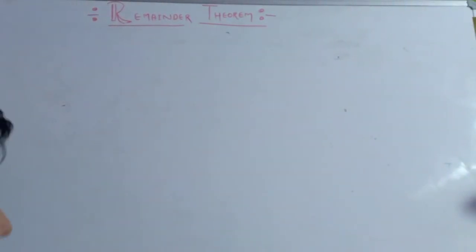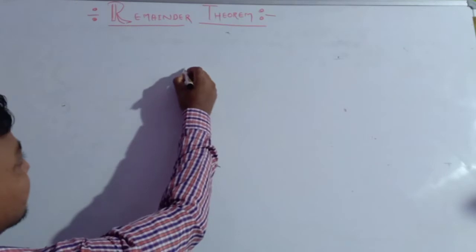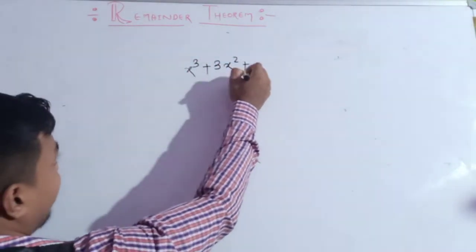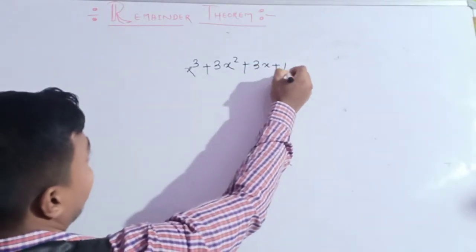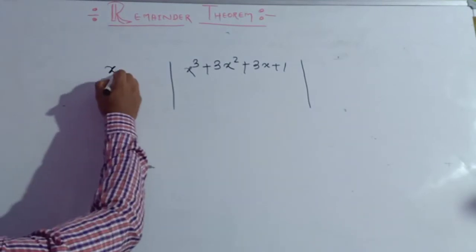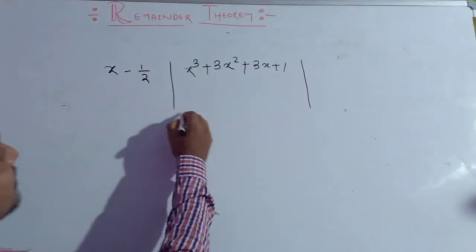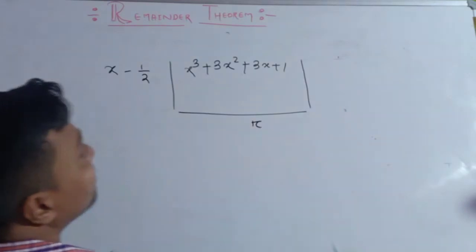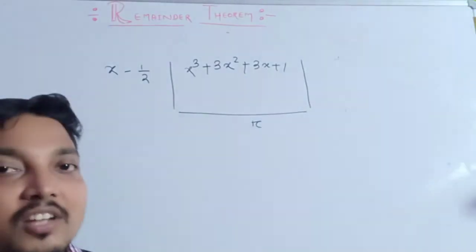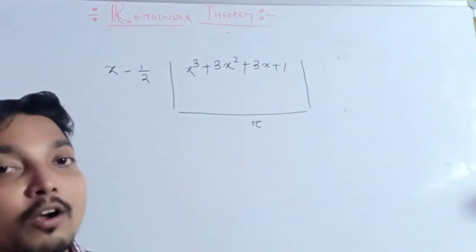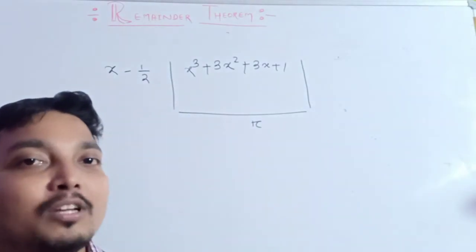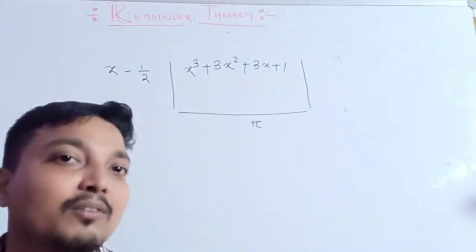Here it is. Next question: x cube plus 3x square plus 3x plus 1 is to be divided by x minus 1 by 2. How much remainder will you obtain? This question we just have to do by the shortcut method. You have to remember, 100% this will be one of the questions in your competitive exam, which is going to appear in your future.